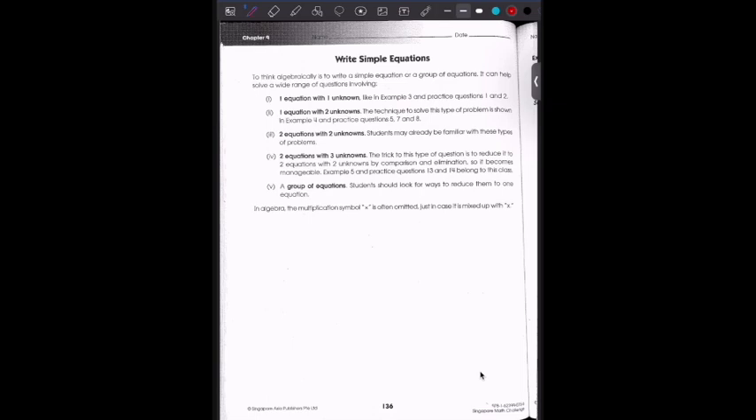Simple equations. Thinking algebraically requires us to write a simple equation or a group of equations, and so it can help us solve a wide range of questions that involve, first of all, one equation with one unknown, one equation with two unknowns where we have two variables, or we can have two equations with two unknowns, two equations with three unknowns, or a group of equations. And so in algebra, the multiplication symbol.